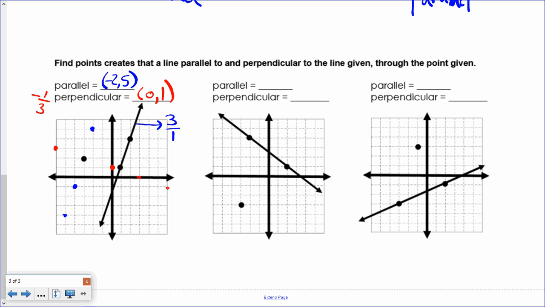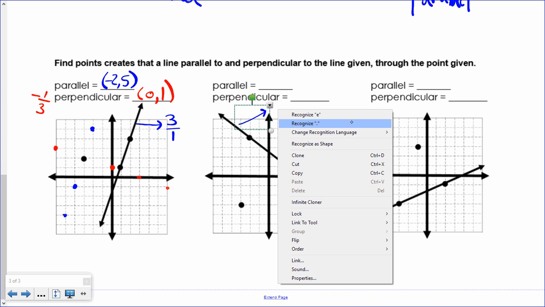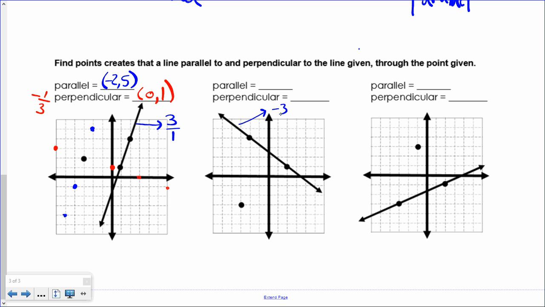Alright, so what's the slope of this line right here? We gotta find that first, or we have no basis for finding parallel versus perpendicular. So you always have to do rise over run. If we go from left to right, it's falling, right? How much is it falling? Negative 3, and how much is it going over? 4. So your slope would be -3 over 4. It's falling, so it's negative.